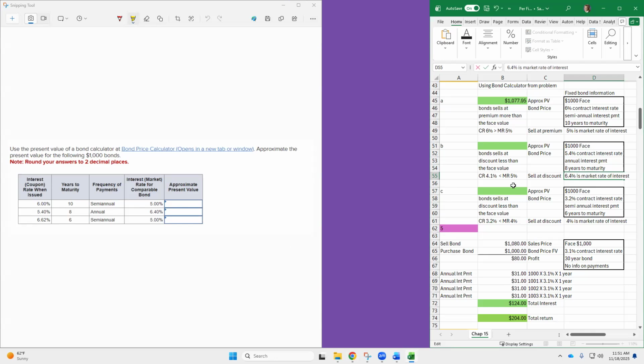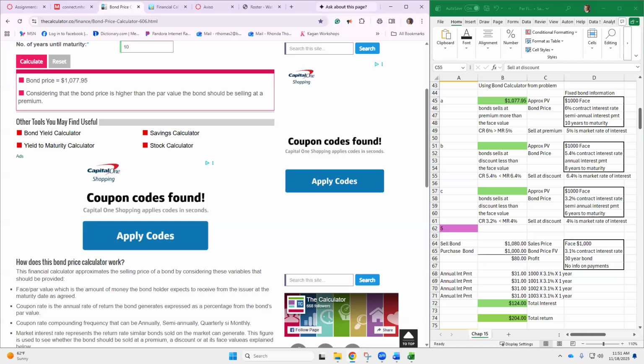So therefore, it will sell at a discount because the market rate of interest is higher, right? Other investors can make 6.4% on another kind of investment when ours is only paying 5.4. So when the coupon rate is smaller than the market rate, it will sell at a discount. So here is proving that.